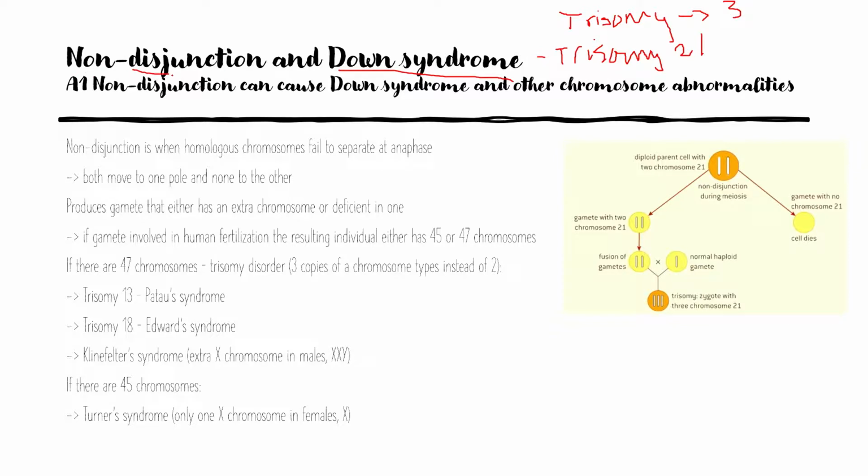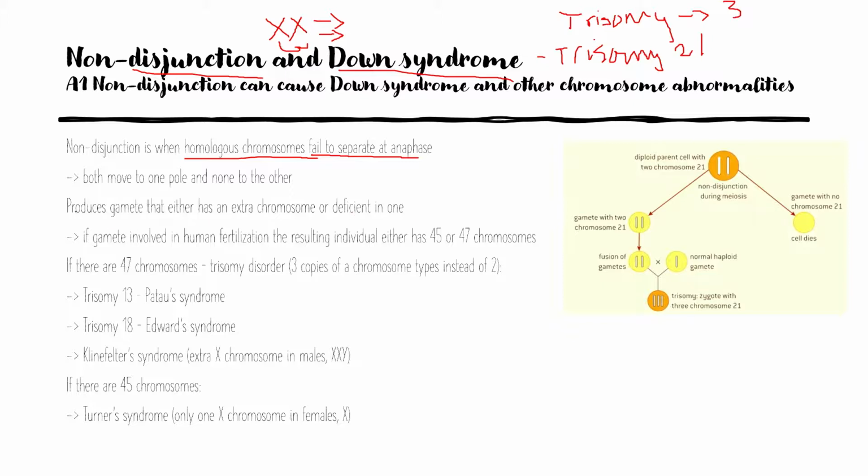Now let's talk about non-disjunction. We know that disjunction, from talking about that earlier in this topic, is when 2 homologous chromosomes in a bivalent go to opposite poles, right? This is called disjunction. But let's say that non-disjunction occurs. What is non-disjunction? Well, essentially, non-disjunction is the failure for the homologous chromosomes to separate during anaphase. So let's say non-disjunction, both of the homologous chromosomes in our bivalent are going to move to the same pole. So this is going to produce gametes that either have an extra chromosome or are deficient in one.